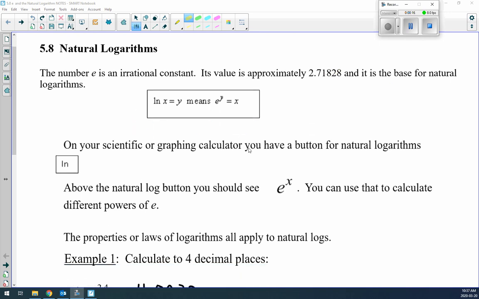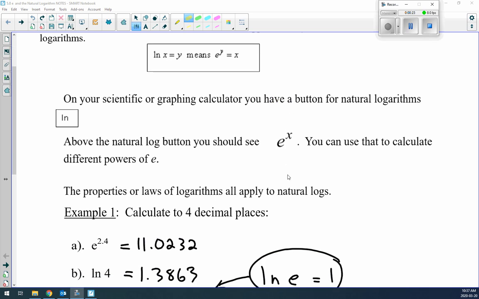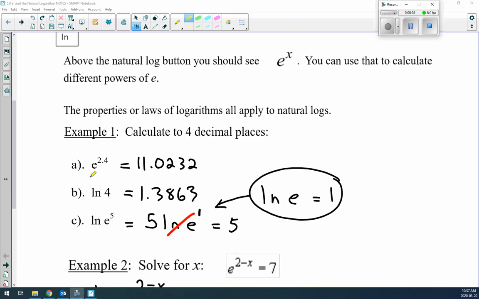Everything that we do to natural logs is exactly the same as the other logs. All the laws of logarithms apply to them. So let's just go down and look at this one. If you put e^2.4 into your calculator, that's what you're going to get. Natural log of 4, plug it into your calculator, you're going to get that.